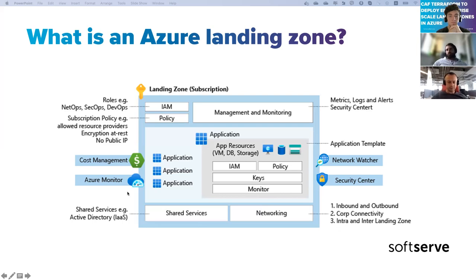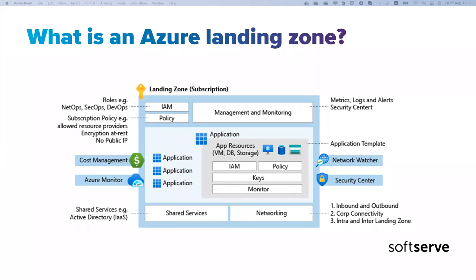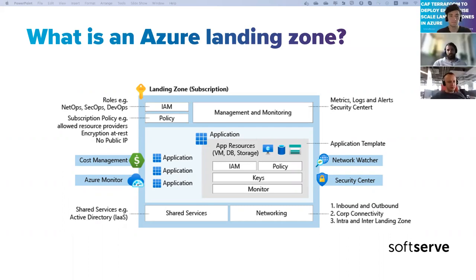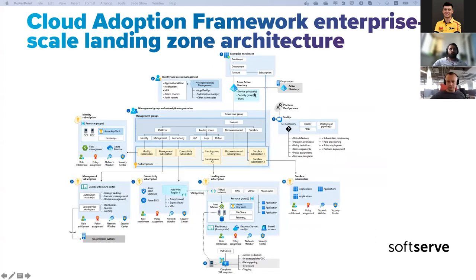If we go through the Microsoft documentation, we will see different ways to adopt the cloud and move into it for different sizes of customer. These ways would be different if you have a small organization that uses just a single subscription in Azure, and a really different way if you are a big enterprise with hundreds of services, hundreds of subscriptions, and so on. So as our customer is an enterprise, we are using the enterprise-scale landing zone architecture.